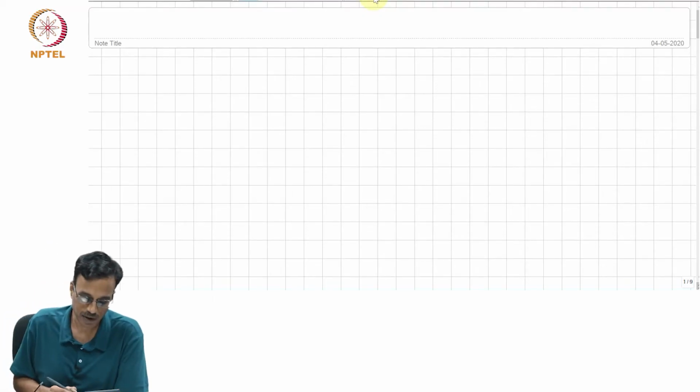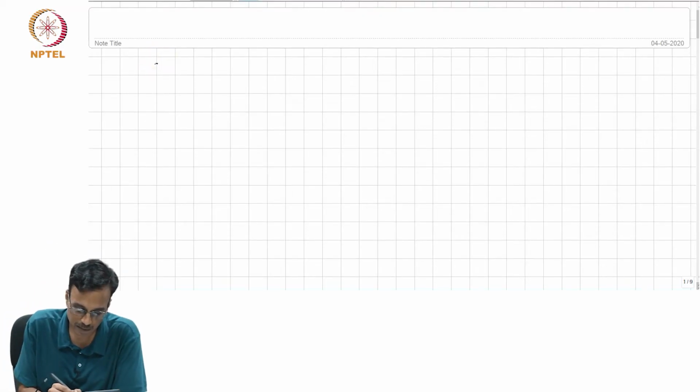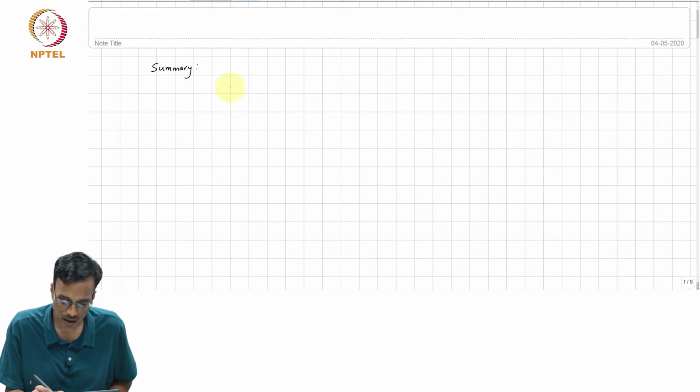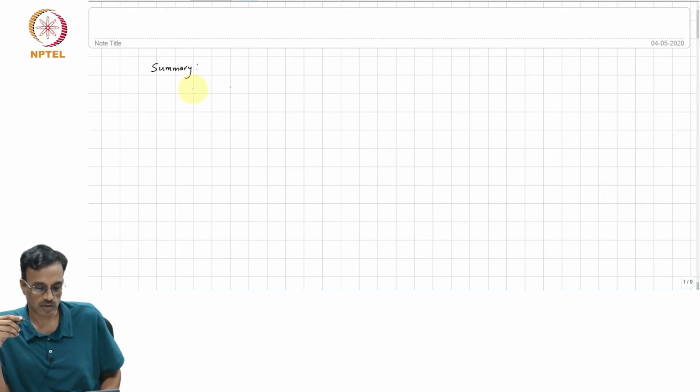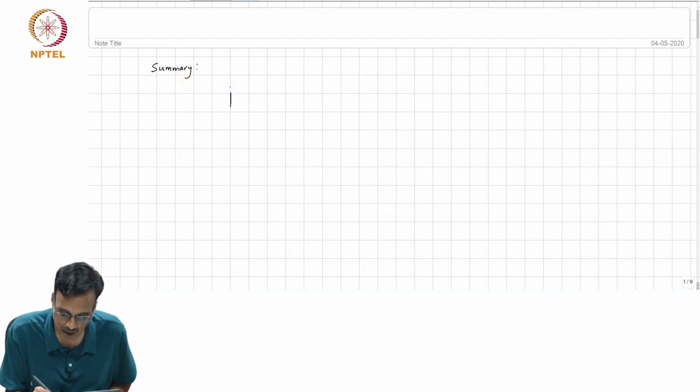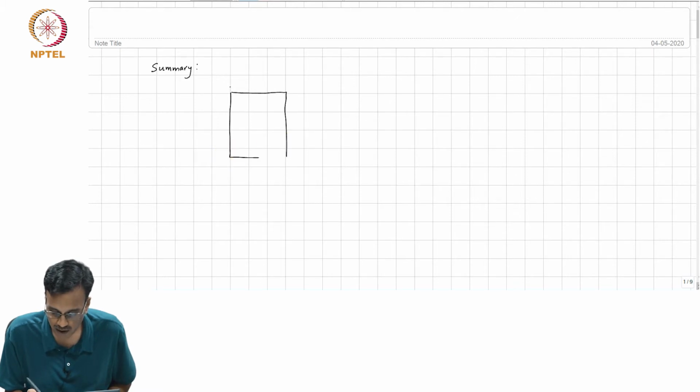Let's quickly summarize what we learnt in the last class. We learnt that in general the impedance and admittance are not inverses of each other, are not reciprocals of each other in an LPTV network. Further, we learnt the concept of Norton and the Thevenin equivalent, which I am going to summarize.